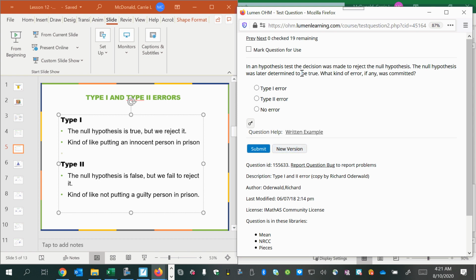Okay, here we go. In a hypothesis test, the decision was made to reject the null hypothesis. The null hypothesis was later determined to be true. What kind of error was committed? This was a type 1 error.